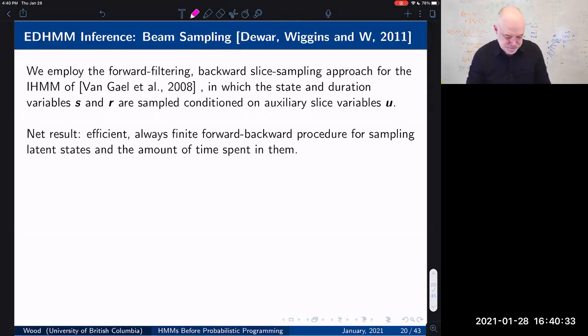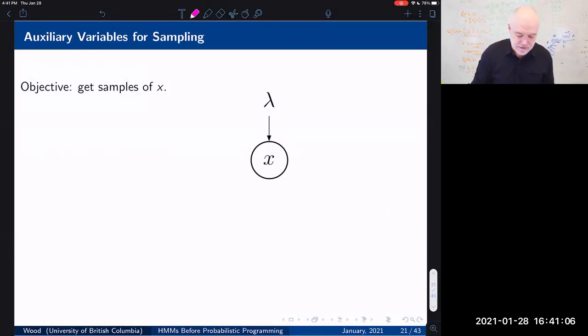Okay, so we actually did deploy this in that setting, which is kind of fun, and I'll show you some results for that later. But anyway, what we did is we said, oh wait, actually we have this uncountable support problem. Or countable support problem, excuse me. Countable support problem. So this looks like an infinite HMM, and by the way, there happens to be this lovely piece of work by Jürgen van Gael out of Zoubin Ghahramani's group at Cambridge, where they developed a forward filtering backward slice sampling approach for the infinite HMM. And yeah, so we're going to use that, okay? And it looks like this.